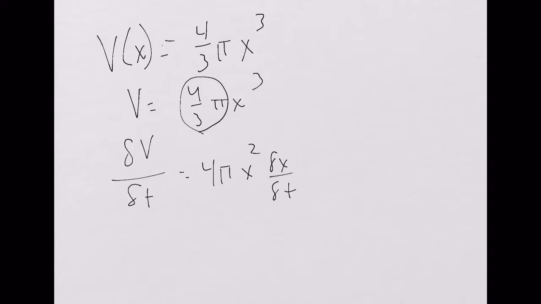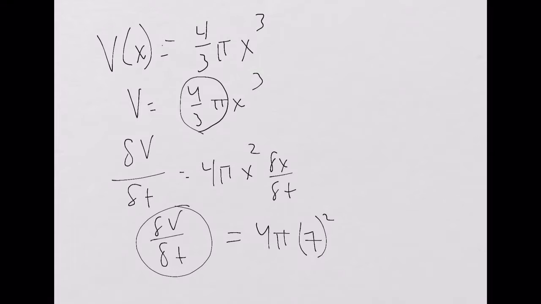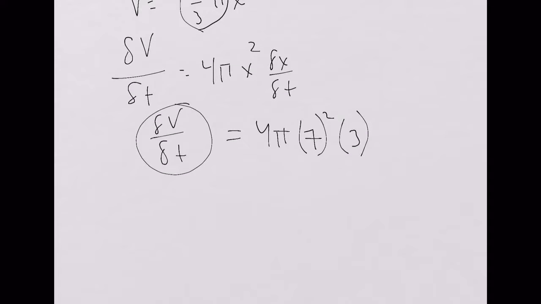Now, the question said find the rate of change of the volume when the radius is 7 inches. So they told me, I'm trying to find my rate of change of volume. So I have 4 pi. X stands for my radius. Well, they told me my radius is 7 inches. And the rate of change of my radius, they told me was 3 inches per minute. So I have everything. To find dV/dt, I just multiply it out. So I have 49 times 3, which is 147. And then 147 times 4 is 588.